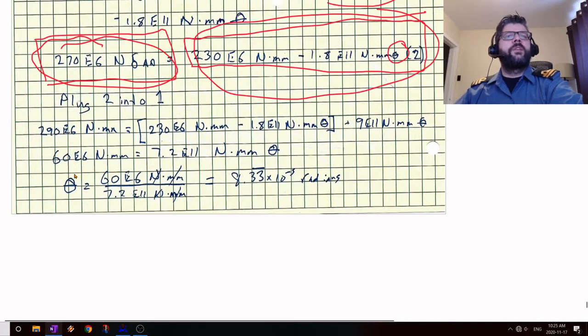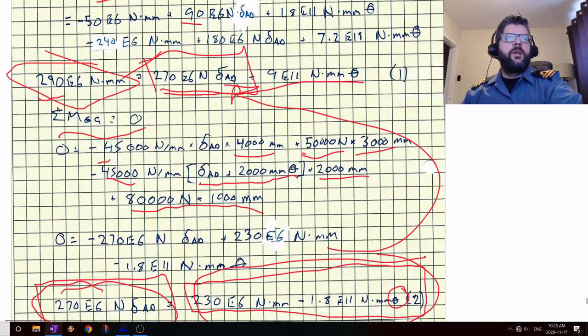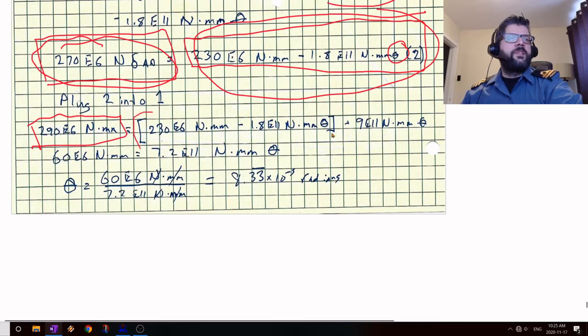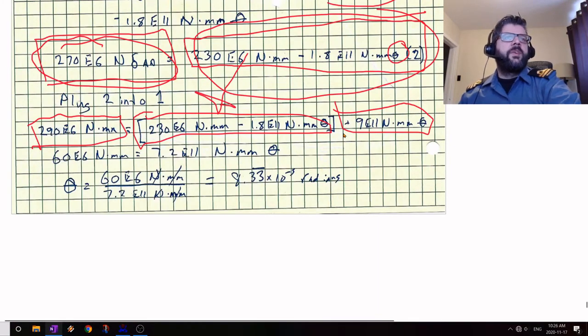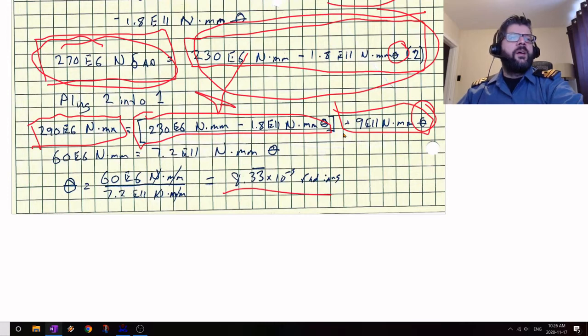So that's what I'm doing here. We've got the 290 times 10 to the 6 Newton millimeters from here, plus this from here, and then just the last term from here. That ends up giving, so the only unknown there is our angle. So we can just solve for that. It ends up being 8.33 repeating times 10 to the negative 5 radians.